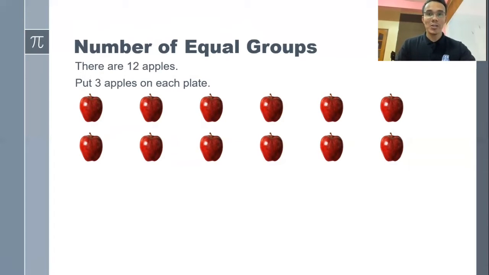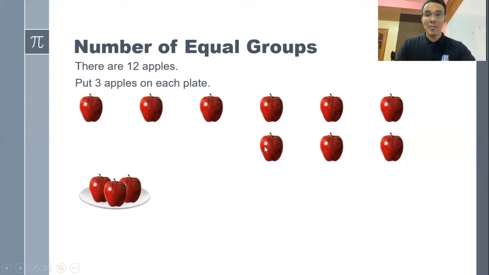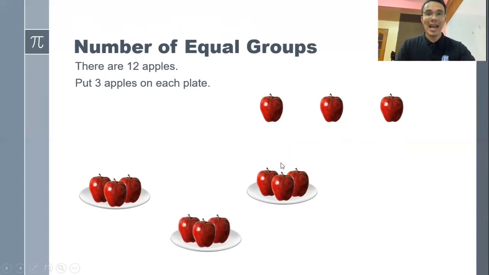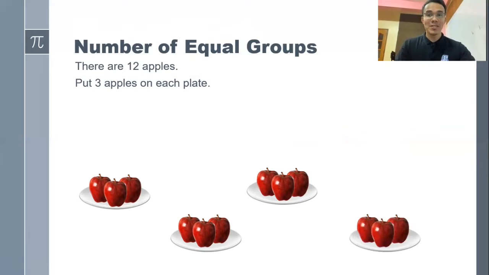So what we're going to do is we're going to provide 1 plate at a time. Let's have one plate first and put 3 apples on this plate. There are still remaining apples, so we need another plate and put another 3 apples. We still have apples left, so we need one more plate and put 3 apples. We still have apples left, so we need one more plate and put 3 apples. No more apples left.